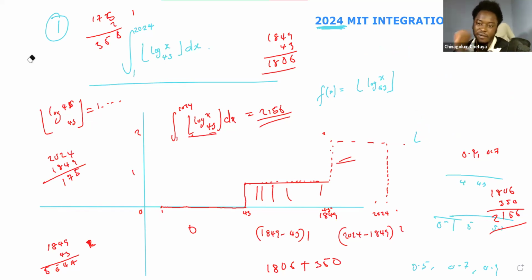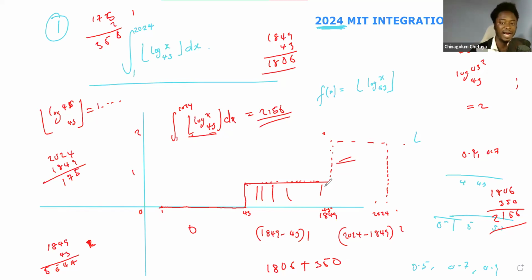Already now, the floor of this function here, which measures the floor of log x to base 43, is 0, because if x gets the value 1 up until 42, it will be a number less than 1. So the graph will be flat. Then once x gets to 43, the function jumps to 1, and then the function becomes 1 until you get to 1849. This 1849 is the value of 43 squared, because the logarithm of 43 squared to base 43 would be 2.